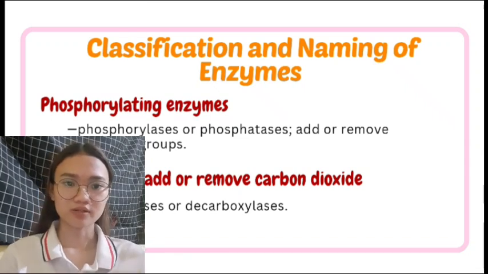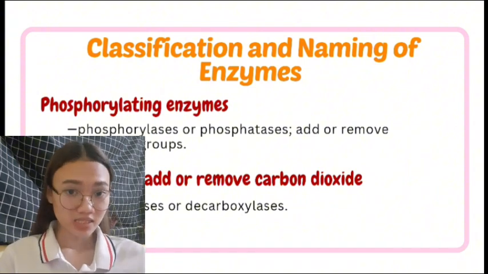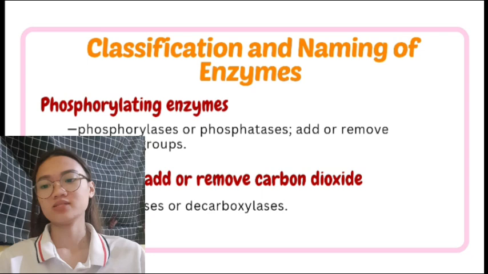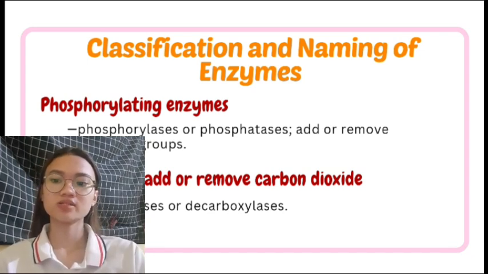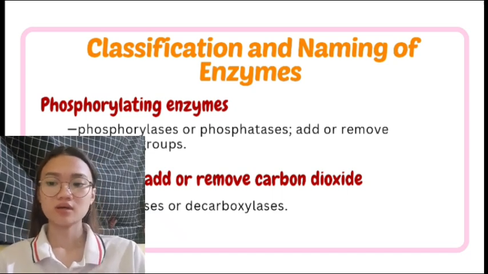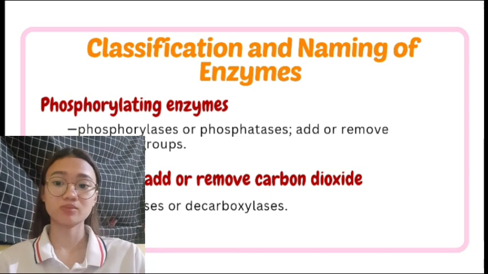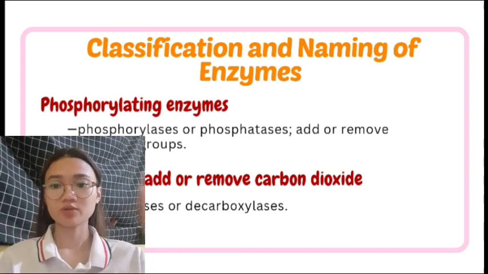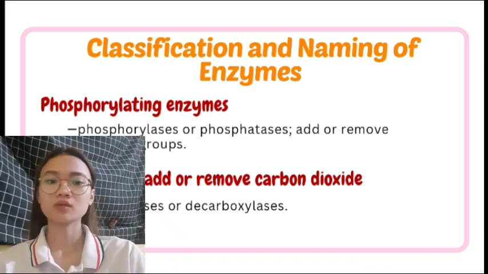Next, enzymes that add or remove carbon dioxide. We have carboxylase. Si carboxylase, siya yung nag-add ng carbon dioxide. And si decarboxylase naman, siya yung nag-remove ng carbon dioxide. So, itong enzymes na to are important sa Krebs cycle and photosynthesis.